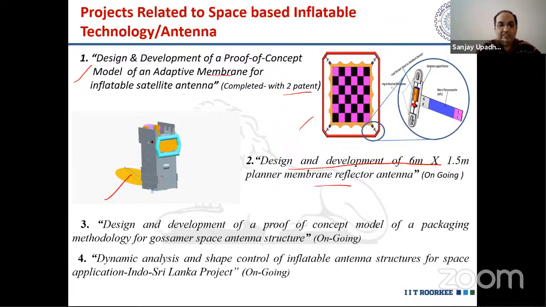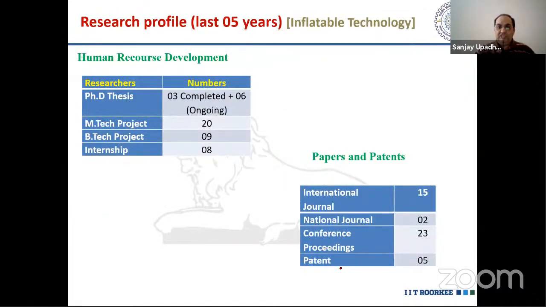This is going on, where this is the inflatable part. Actually, this is also a video, but I think it's not working. So how to inflate? This is the inflatable part. It's working. Another is design and development of a proof of concept model, and the packaging methodology of the gas, how to pack it. Presently we are studying it, and safe control is also in the pipeline. So these are the 4 projects presently going on in our smart material structure labs.